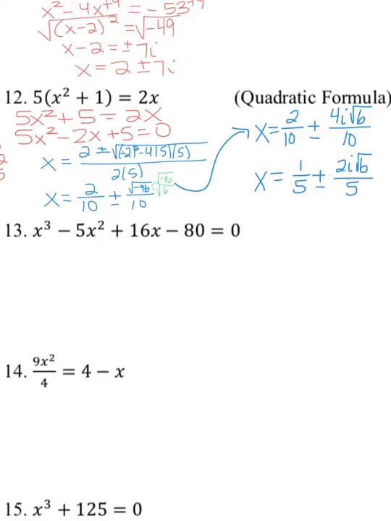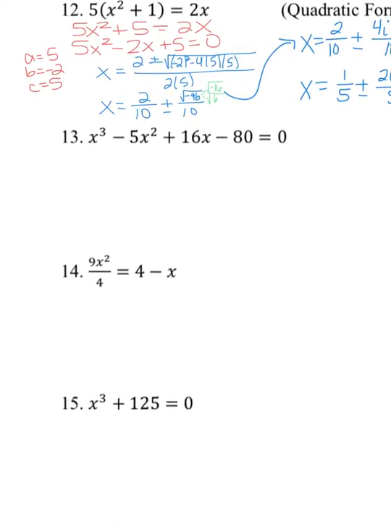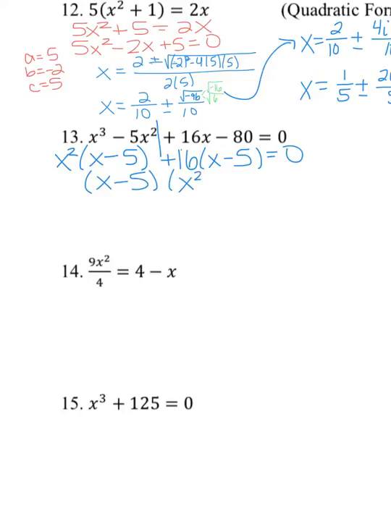For number 13, this is not a quadratic, so that means there's only one way you know how to algebraically solve this, and that's by using factoring. So I split this down the middle. On the left side, I take out x squared, and I'm left with x minus 5. On the right, my GCF is a positive 16, and I'm left with x minus 5. So then I have x minus 5 comes out. I'm left with x squared plus 16. There is nothing else I can do to factor this right now. X squared plus 16, you cannot factor using the normal difference of two squares.